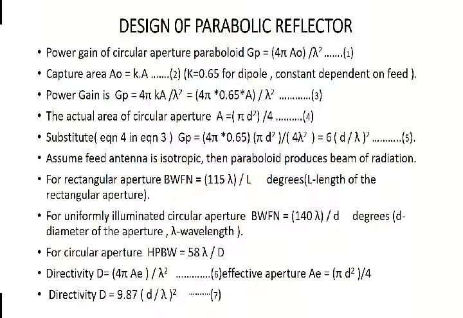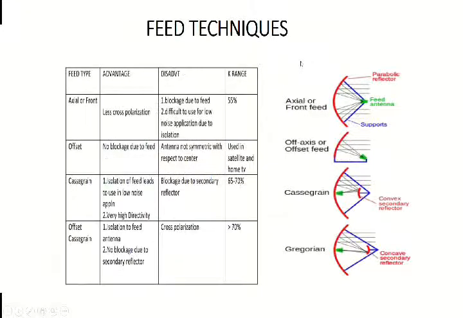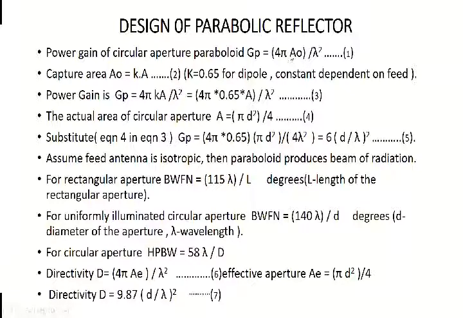However, the design should have the directivity and the gain. So power gain of an aperture, circular aperture paraboloid is defined generally in the previous unit itself. We have learnt all this. First unit itself we have learnt all these analysis. So GP is equal to 4 pi A naught divided by lambda square. However, the capture area we know A naught is equal to K into A. This K is a constant which is dependent on the feed, which is 0.65 for dipole. It is a defined value. So I can write GP to be equal to 4 pi into, I am replacing this A naught by KA, divided by lambda square.